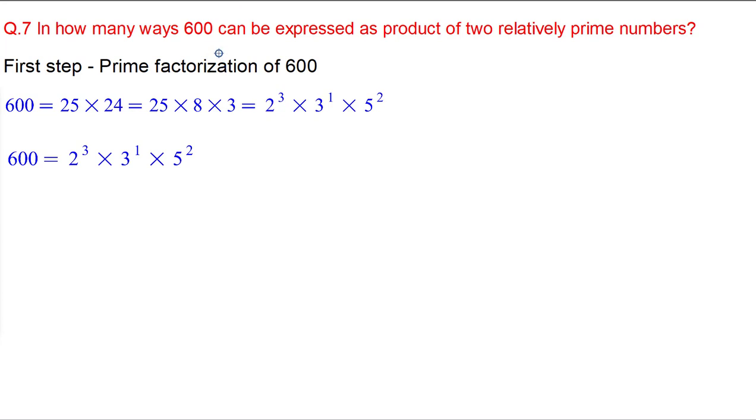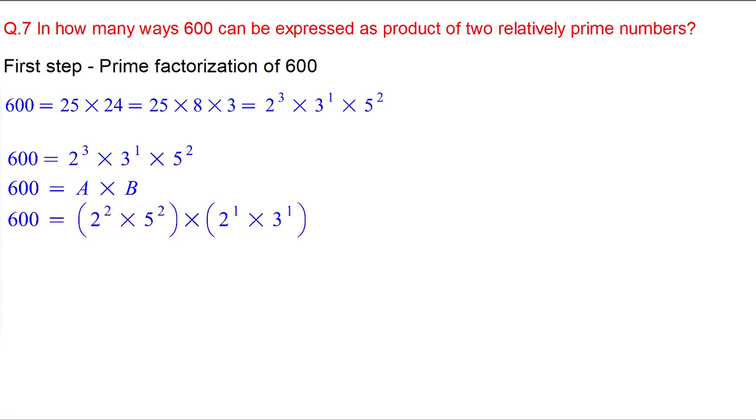Now we are supposed to express 600 as a into b, where a and b are supposed to be co-prime numbers. Let's take an example. If I write a is equal to 2 square into 5 square, and b is equal to 2 to the power 1 into 3 to the power 1, then 600, which is 2 cube into 3 to the power 1 into 5 square, is split as 2 square into 5 square into 2 to the power 1 into 3 to the power 1. The first bracket represents the value of a and the second bracket represents the value of b.